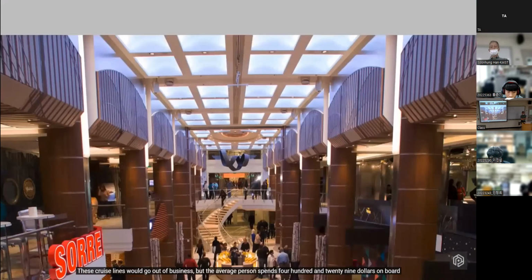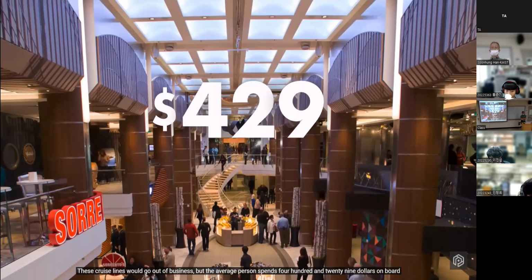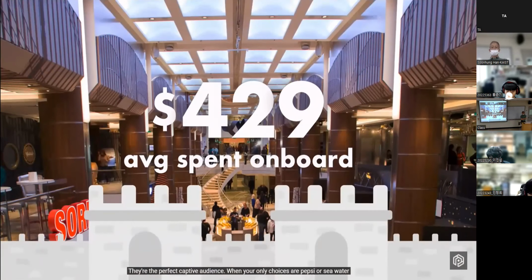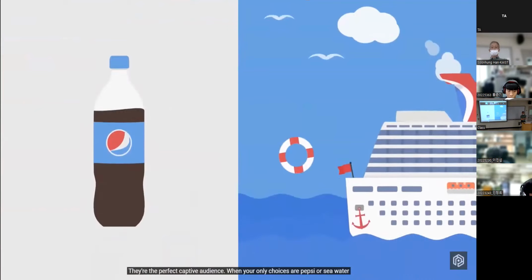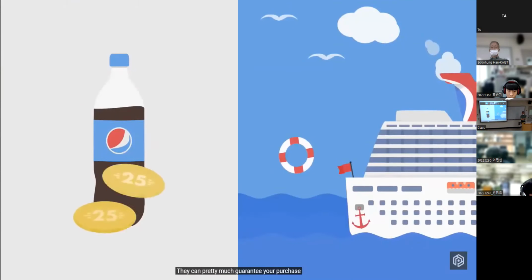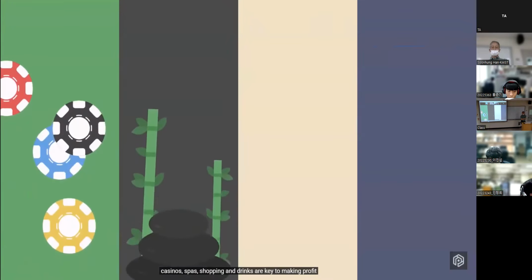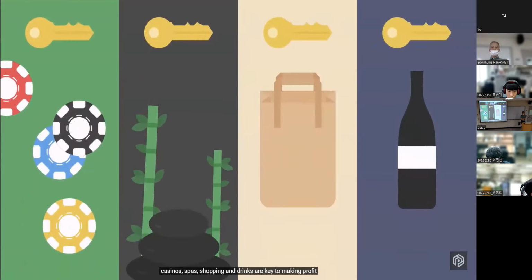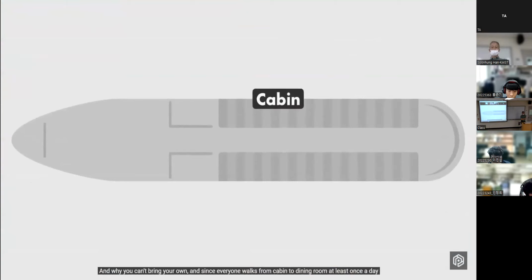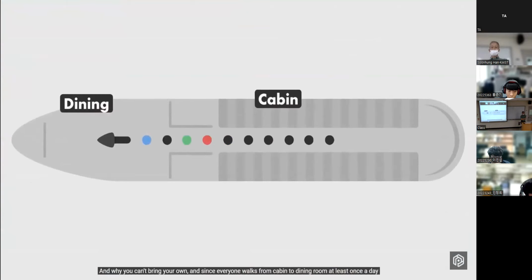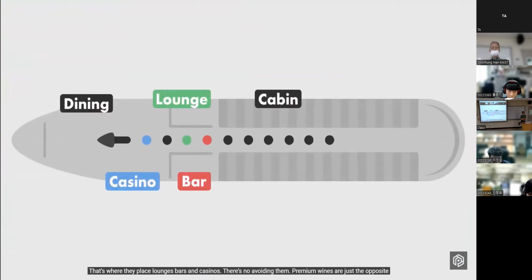But the average person spends $429 on board. They're the perfect captive audience. When your only choices are Pepsi or seawater, they can pretty much guarantee your purchase. Casinos, spas, shopping, and drinks are key to making profit, and why you can't bring your own. And since everyone walks from cabin to dining room at least once a day, that's where they place lounges, bars, and casinos. There's no avoiding them.